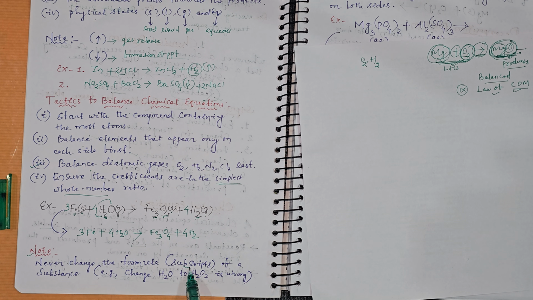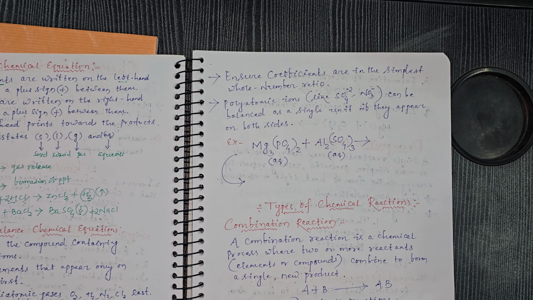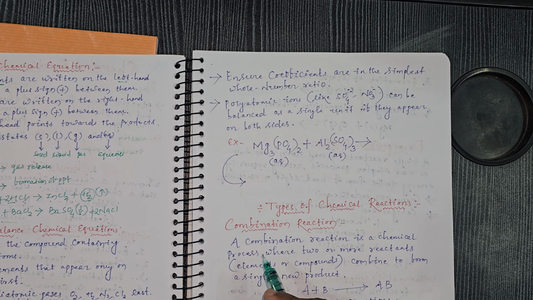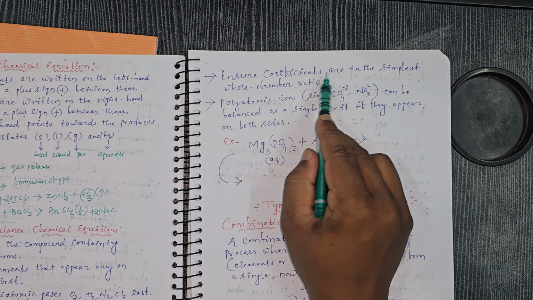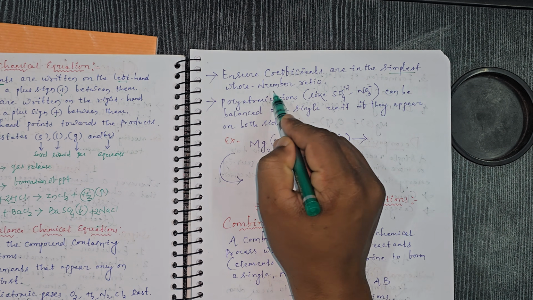Okay, now remember that this is the node point, and never ever change the formula. Formula means the subscript of a substance. For example, H2O means it has to be H2O. Do not write H2O2, that is actually a wrong concept. Students usually make this mistake, so you should not do this. Clear?